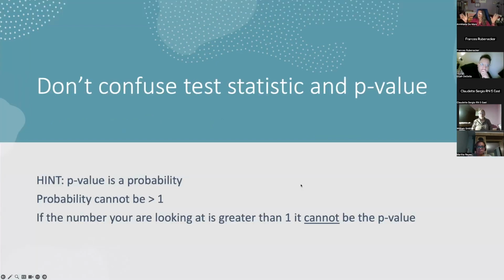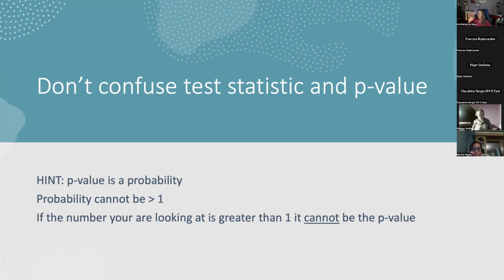Another thing, a p-value is a probability and it cannot be greater than 1. So if you say the p-value is 2.365, you just said there was a 235% chance of this happening, and this is not true. If your probability is greater than 1, there is some problem.